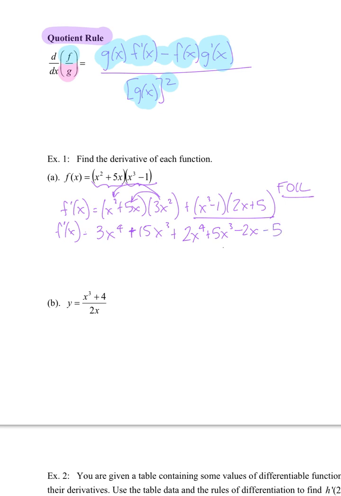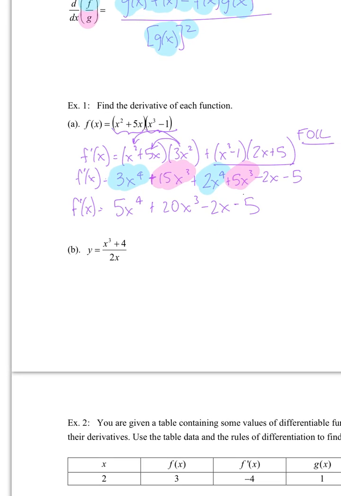And then, yes, you do need to clean that up. Meaning, if there are like terms, you need to put them together. And I do see some things that are like, right? There's 3x to the fourth and 2x to the fourth. There's 15x to the third and 5x to the third. Those are like terms. You just have to put them together. So I end up with 5x to the fourth plus 20x to the third minus 2x minus 5. All right, there you go. That's your first product rule. Let's try B, which is going to be your first quotient rule.